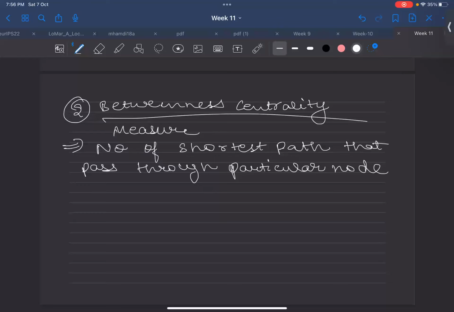Yes. And nodes with higher betweenness centrality often act as bottlenecks, since there is a large number of shortest paths through them. If these nodes were removed, the overall flow or connectivity of the network is distorted. So that is the concept in network analysis: shortest paths between pairs of vertices. That is what is discussed here.